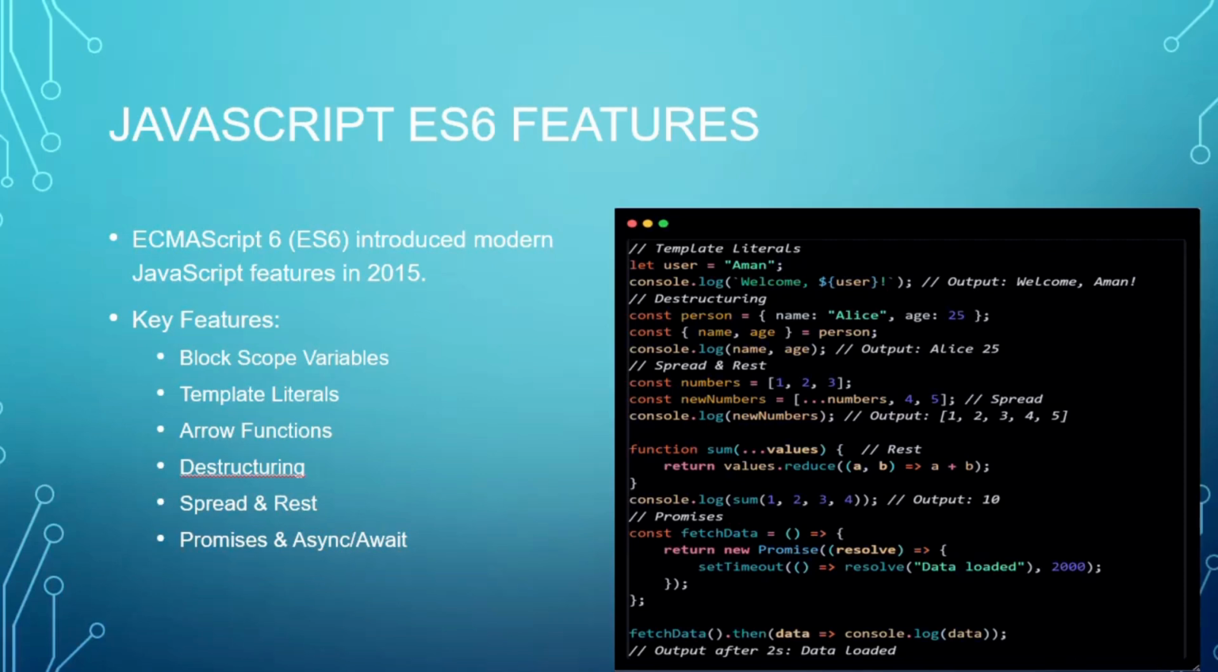Destructuring, easily extract values from objects and arrays. Spread and rest operators. Spread expands elements and rest collects them into an array. Promises and async await. Handle asynchronous operations more efficiently than callbacks. ES6 transformed JavaScript into a more powerful, readable, and scalable language.